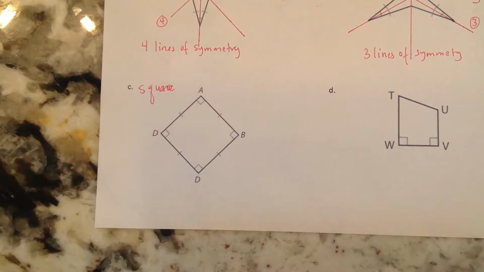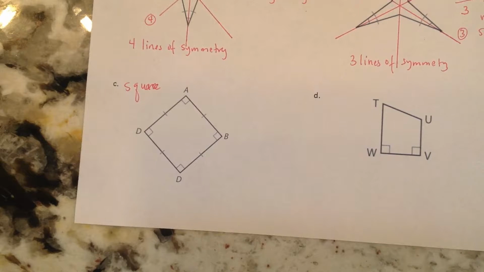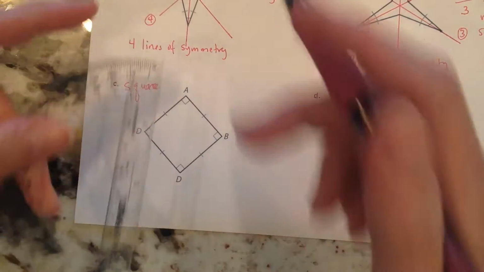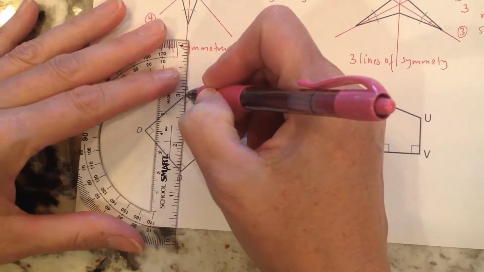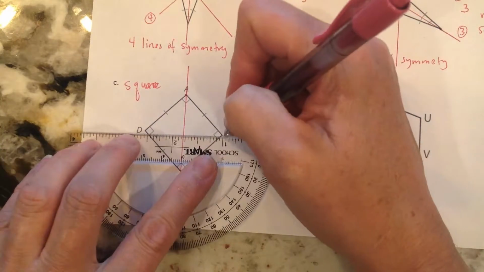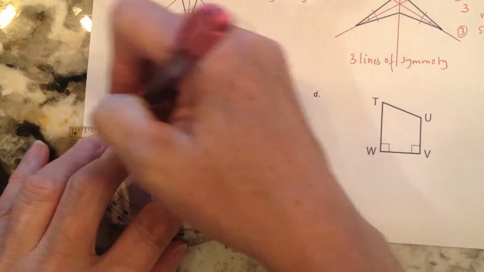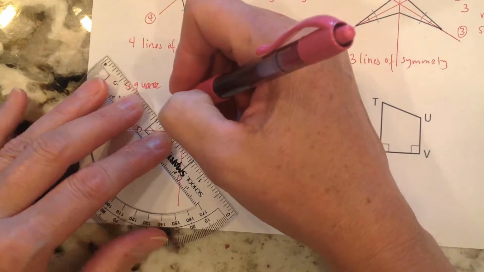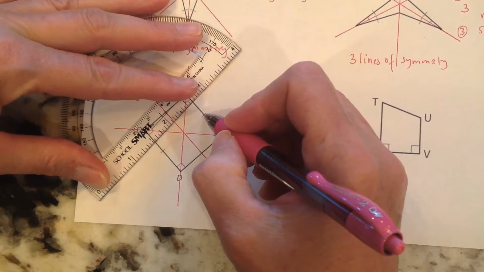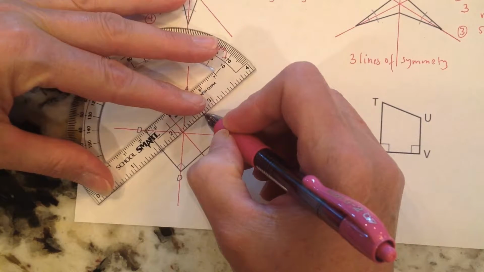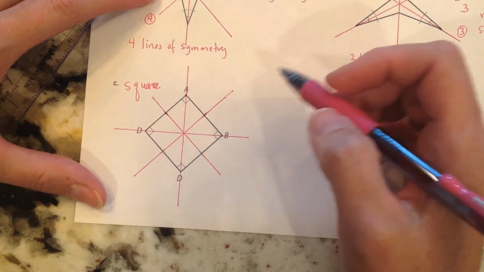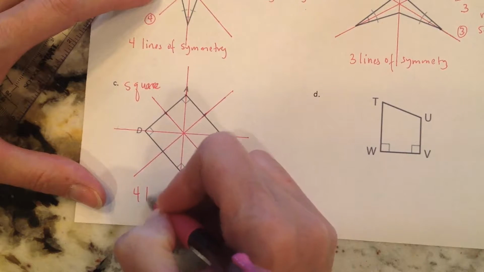Can't spell square. So take a minute and try to find all the lines of symmetry of a square. I'm going to try to do mine, see what I get here. I know that I can go from diagonal to diagonal, so that's 1. I know that I could go from here to here, that's 2. I know that I can go from here to here, this is 3. And then from here to here, which is 4. I think that's all there is, and I try to find some other ones. So I have 4 lines of symmetry.